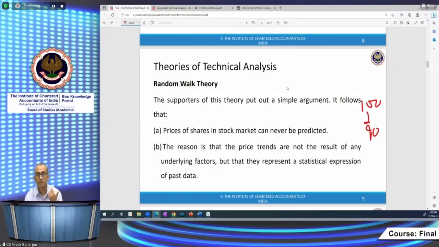Next day, news came that the company will not be able to get the full amount from the insurance company.